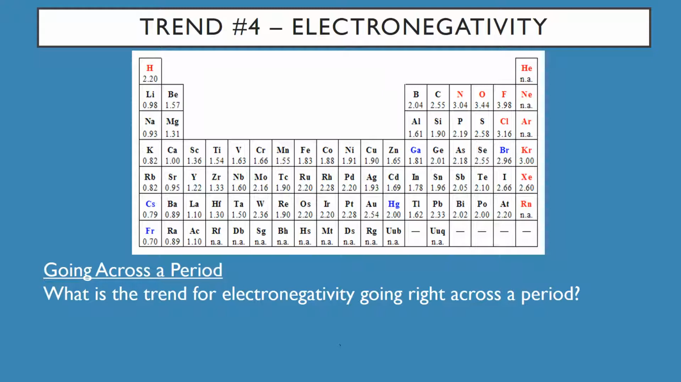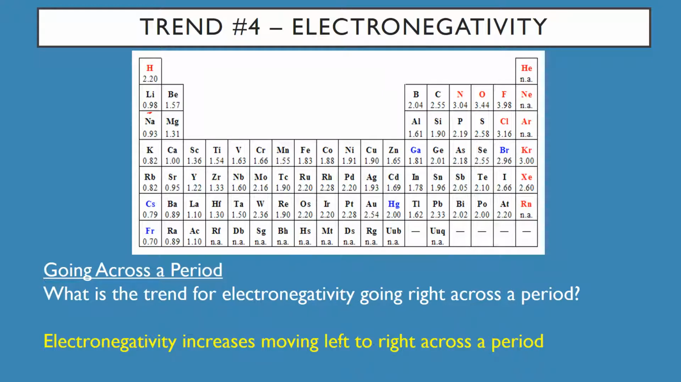So what's the trend as we go from left to right? Well, you can just look at the numbers and you see that it goes from 0.98 to 3.98. So as you go from left to right, the electronegativity increases, it goes up. Okay? And again, remember, electronegativity is the ability of an atom to attract electrons.